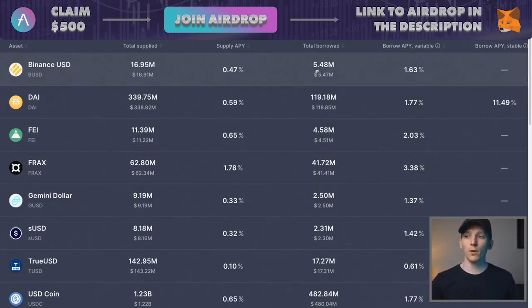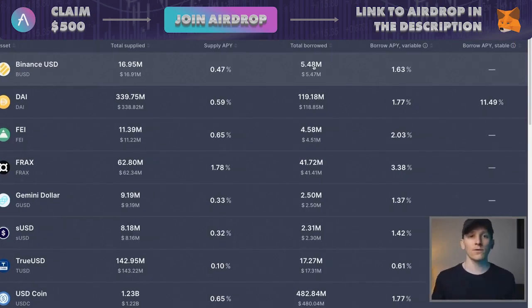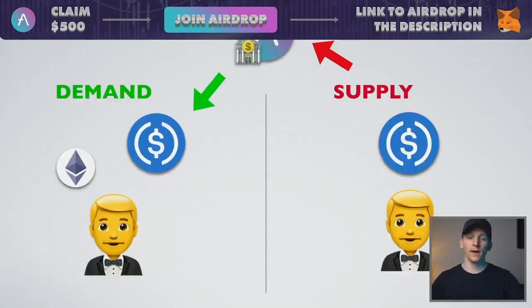You can see the amount borrowed in the market is around 5.5 million. So people are borrowing $5.5 million worth of Binance US dollar and putting up some sort of other collateral asset, maybe Ethereum or some other asset they want to keep, but they want to borrow dollars against. This market is simply an open, free money market where supply and demand match up to attain some interest rate that the protocol will determine.